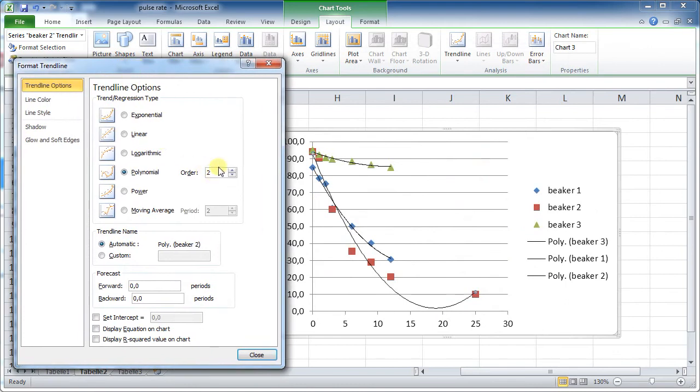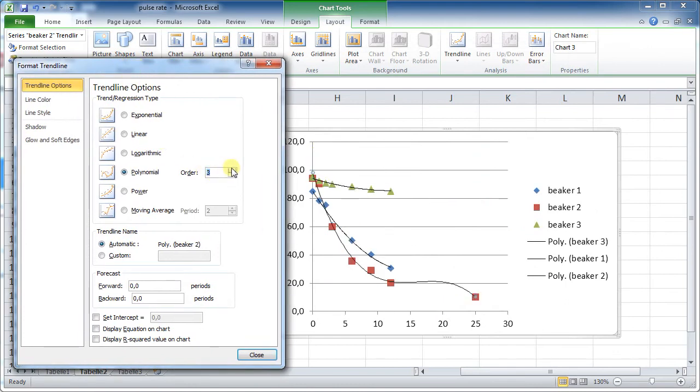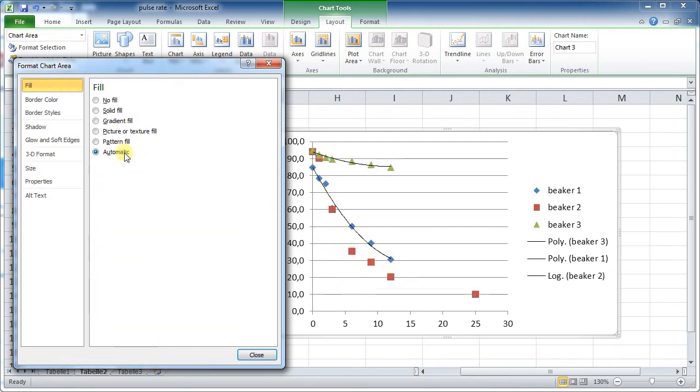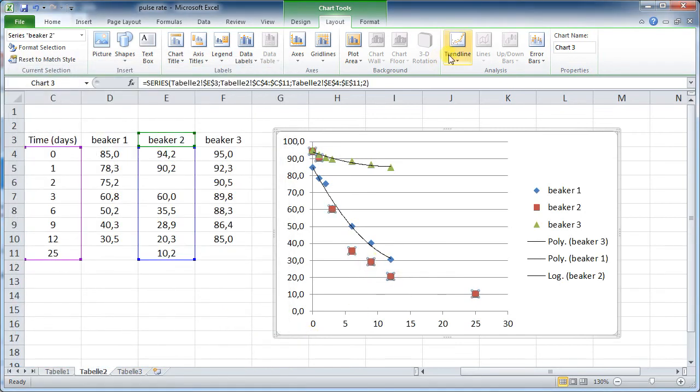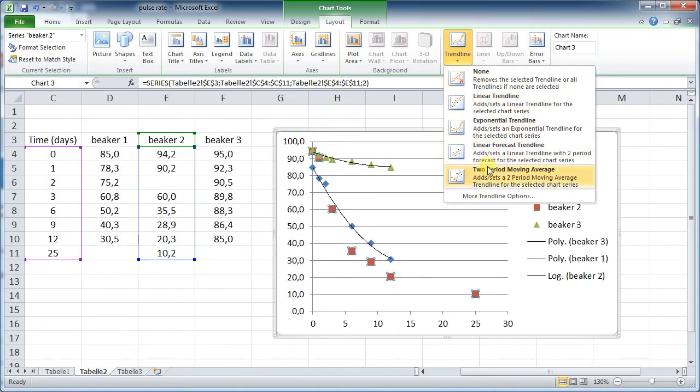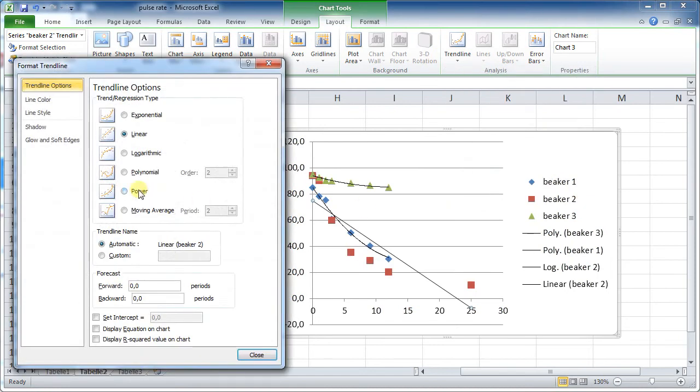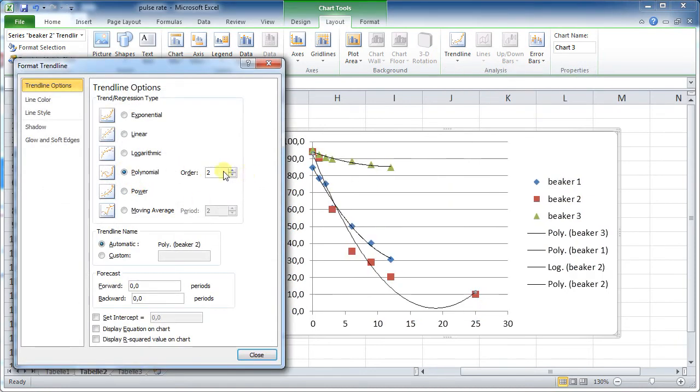Let's see what happens if I increase the order. Yeah, that's basically now the better trend line. That's kind of a strange one as well, I would say. Or a logarithmic one. No, it doesn't work. So you have to go again and try around. By the way, order 2 means it's trying to draw a parabola here, because order 2 means x squared.